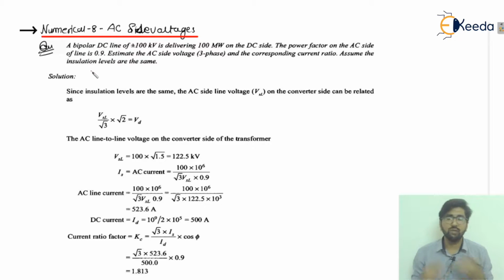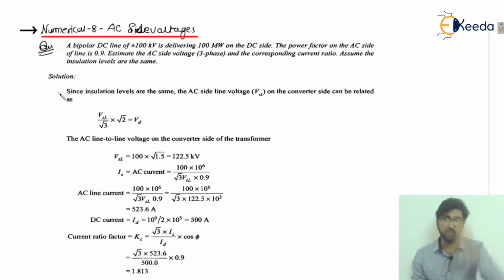As we have seen, the same conversion happens between AC to DC or DC to AC. So if we assume that the insulation levels are the same, then we can numerically convert them, and that will be easier to do. Now we will go for the solution. So how do we have to solve with these fundamentals?